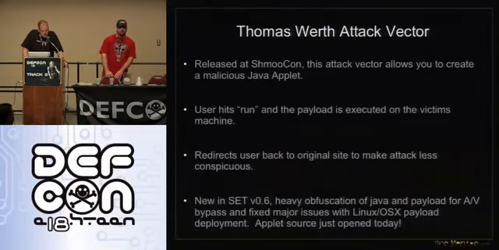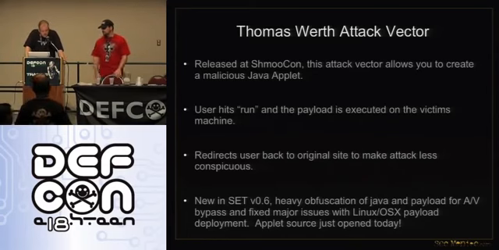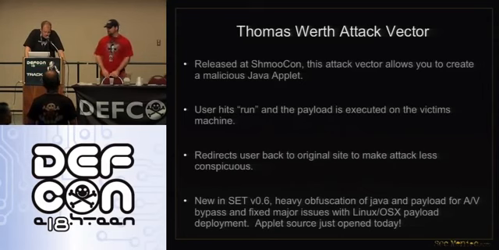I've got to give a shout out to Thomas Worth, who helped me. He wrote the Java applet attack vector. It was closed source. We initially released it at ShmooCon closed source and heavily obfuscated. But we did open source it with version 0.6, which was released at B-Sides on Wednesday. So you can manipulate the source code, use anything you want with it, do what you want. It's all open source. So again, special thanks to Thomas Worth for that. Basically the user hits run, the payload is executed on the victim's machine, and it redirects the user back to the original site, which makes the attack less conspicuous.